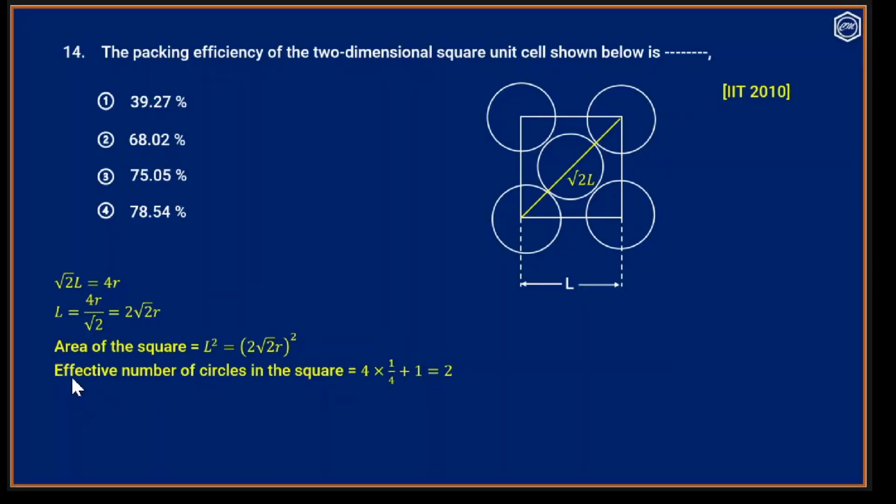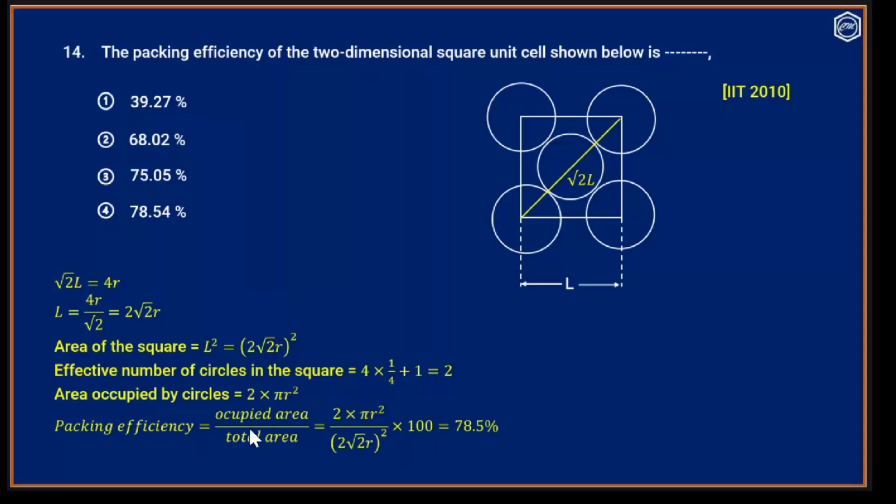Now we have to consider the effective number of circles in the square. A circle in the corner is shared by 4 unit cells, so this unit cell gets only 1/4. And 4 such corners are there, 4 into 1 by 4. And this circle is totally within the unit cell. So the effective number of circles is 2. The area occupied by circles is pi r square into 2. So packing efficiency is occupied area by total area, that is 2 into pi r square by 2 root 2 r the whole square into 100. That is 78.5%. So the correct option is option 4.